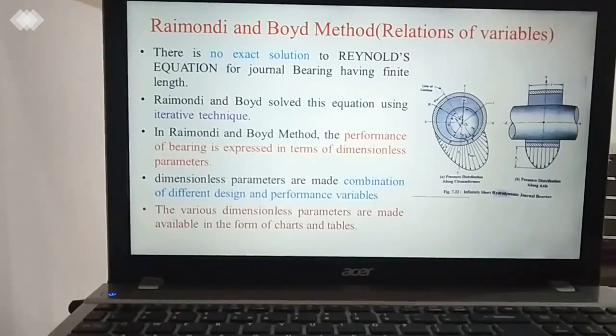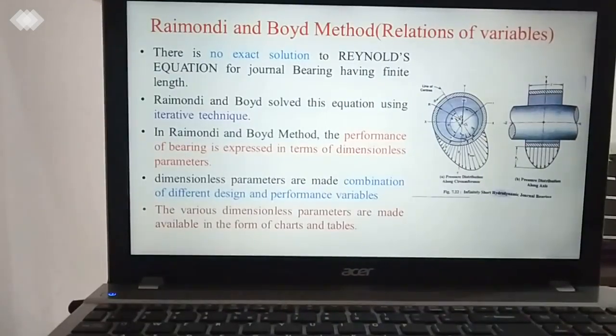Now, as we discussed earlier about the Reynolds equation, the Reynolds equation does not give the exact solution for a journal bearing having a finite length. If the bearing has infinite length or is very short, then Reynolds gives the exact solution. But when the bearing is of finite length, Reynolds doesn't give the exact solution. So Raimondi and Boyd solved this equation by an iterative technique, meaning by doing certain iterations they found the optimized solution for this problem.